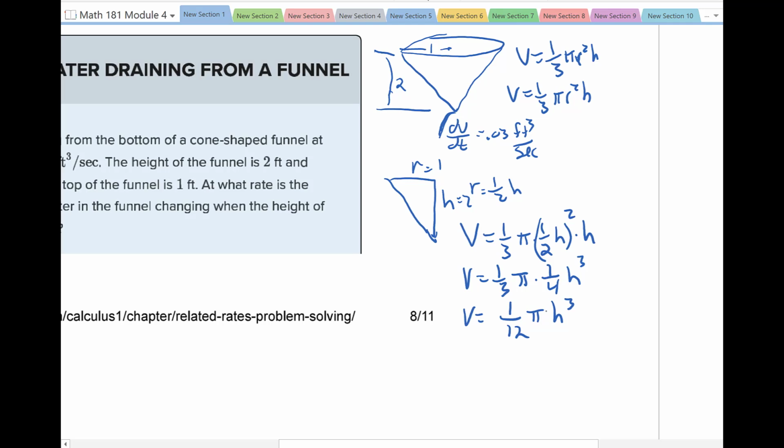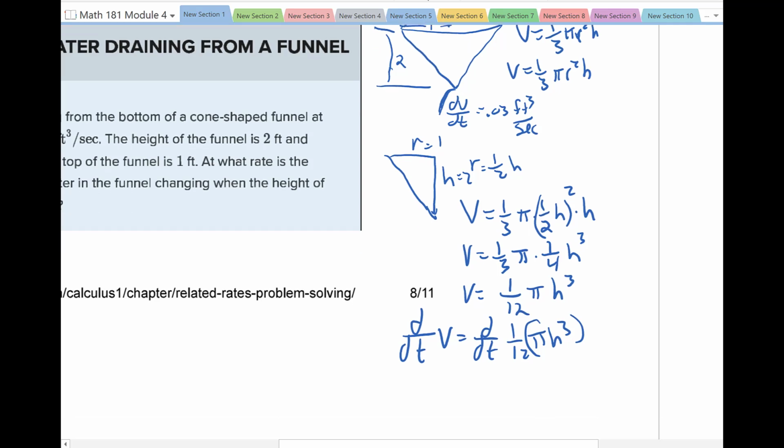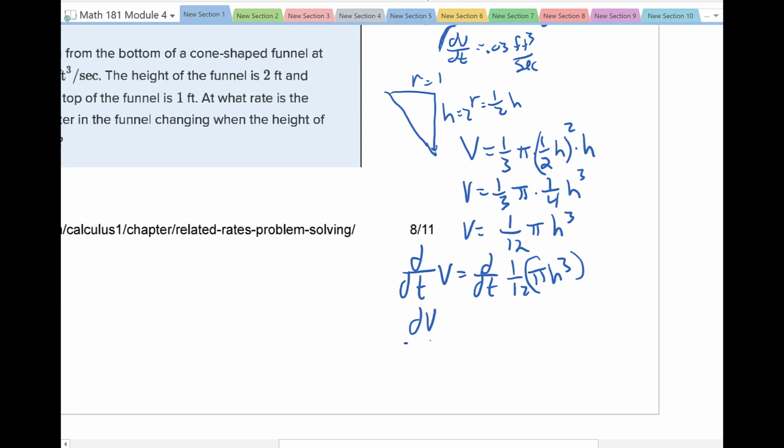Okay, so if I'm going to look at the dV/dt, take the derivative of both sides. So the derivative with respect to time of the volume is the derivative with respect to time of 1/12 pi h cubed. So our dV/dt equals, and 1/12 is a constant, pi is a constant, so it's going to be pi over 12 times, and then derivative of h cubed is 3h squared dh/dt.